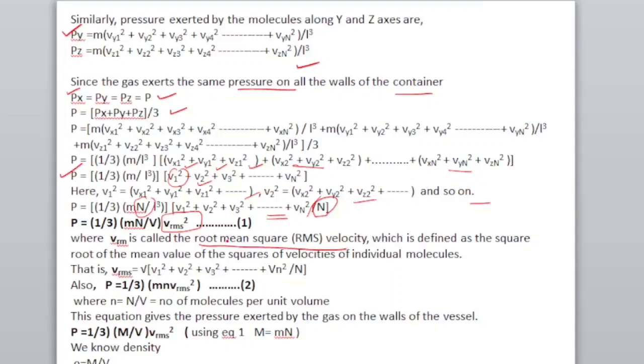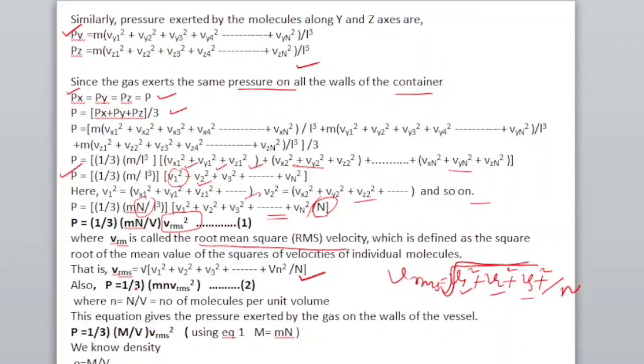What does it mean? It is the square root of the mean of the squares of all the velocities, that is, the mean of all the individual velocities V1 square, V2 square, and so on. This is Vrms, the root mean square velocity, the square root of the mean of the squares of the velocities of individual molecules. This is called the root mean square velocity.